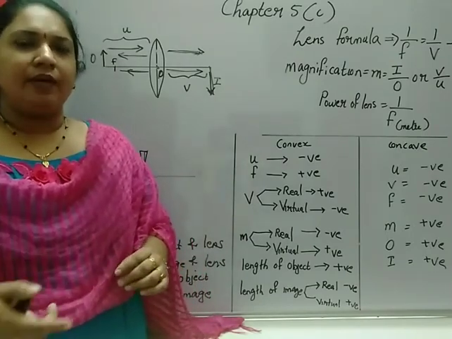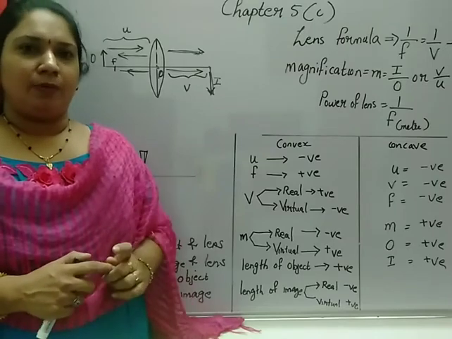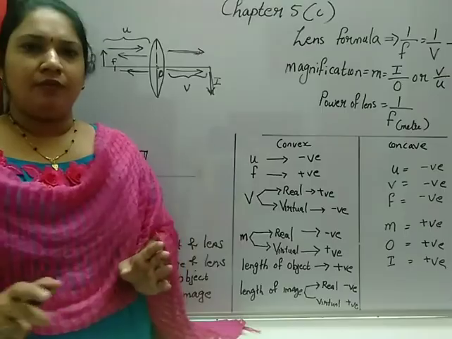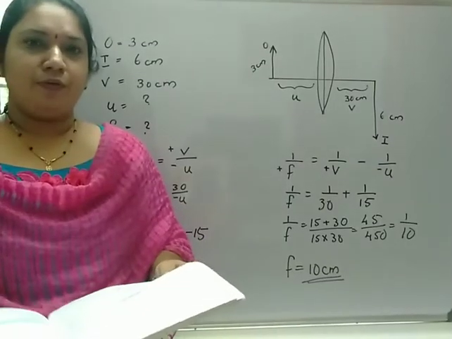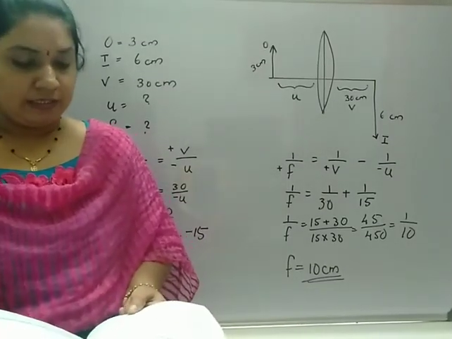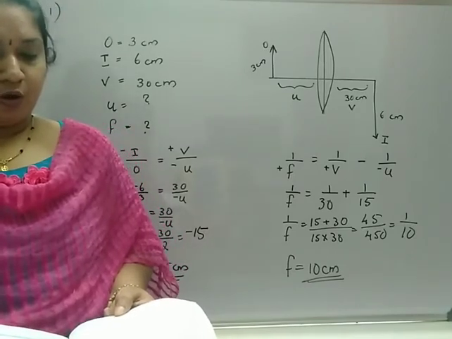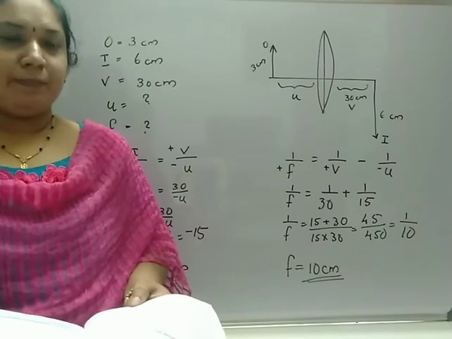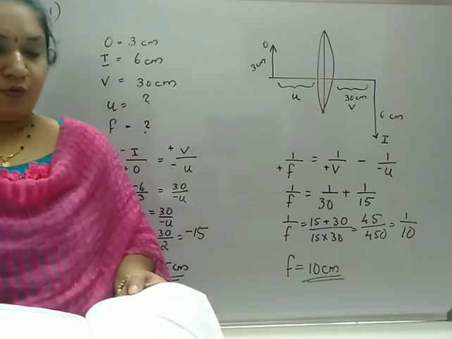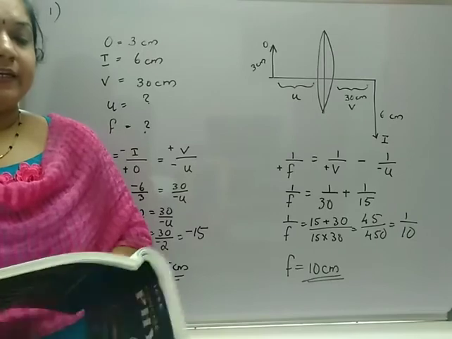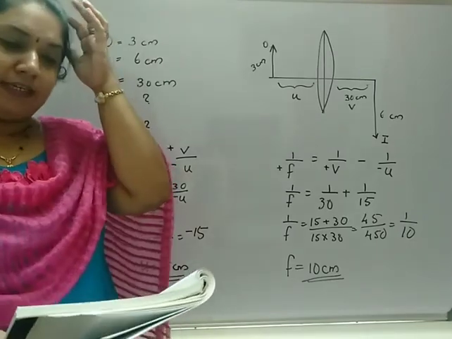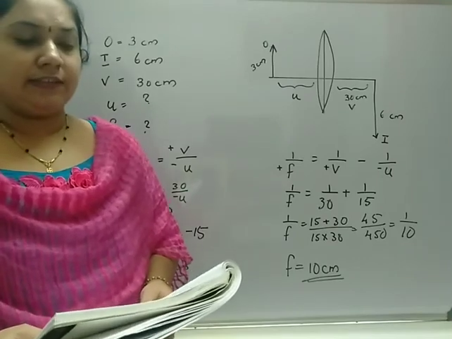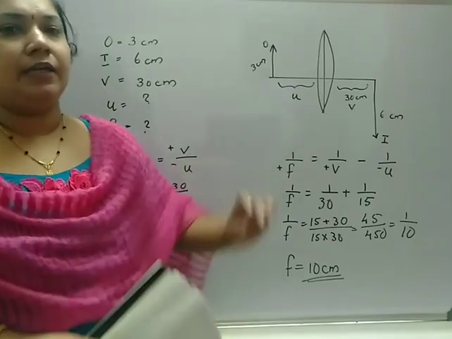So next we are going to deal with the first problem. Once we start the problem, all the confusions will get clear. Don't worry. So we are going to deal with the first numerical. At what position should a candle of length 3 cm be placed in front of a convex lens so that its image of length 6 cm is obtained on a screen placed at a distance of 30 centimeter behind the lens?